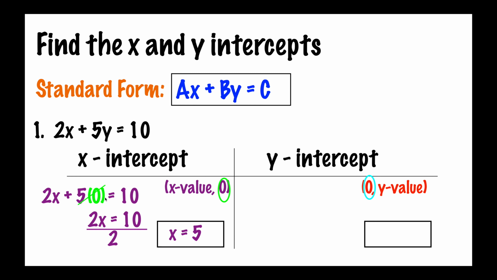Then for the y-intercept, we're going to do the opposite. We're going to take that same equation, but this time we change our x value to a 0, and we're going to solve for y. So just like what we saw with the x-intercept, 2 times 0 is just going to cancel. So really, we're just left with 5y equals 10. We'll divide both sides by 5, and we end up getting y is equal to 2.